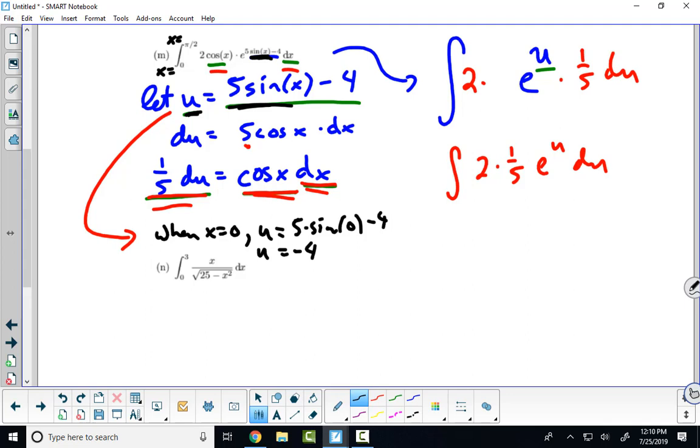So what was one of the values that x took on in our limits of integration? It was 0. So when x is 0, what did I do? I took this substitution formula right here, and I replaced the x with a 0 and then cleaned it up. What's the sine of 0? 0. 0 times 5 is 0 minus 4, so then we're going to replace the u here with minus 4.